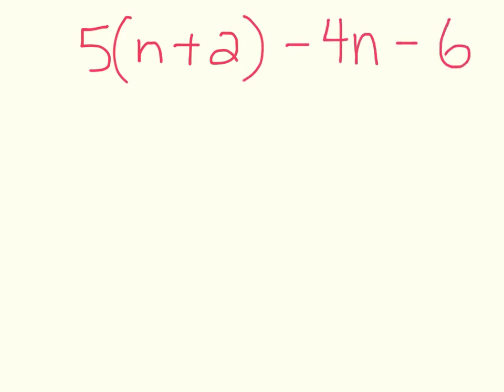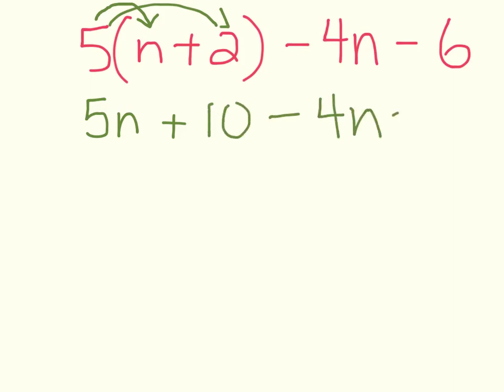All right, one more. Let's do one with the distributive property just to refresh your memory. Let's say we have 5 times n plus 2 minus 4n minus 6, and we want to simplify this. First, a refresher on the distributive property: we need to take this outside number times both of these. So 5 times n is 5n plus 5 times 2 is 10. Then it still says minus 4n minus 6.